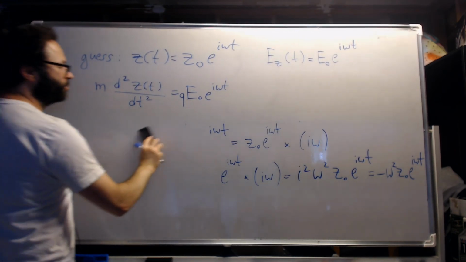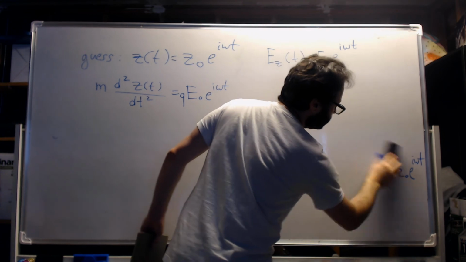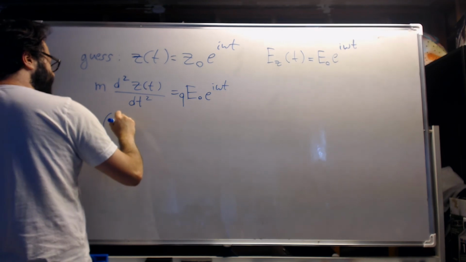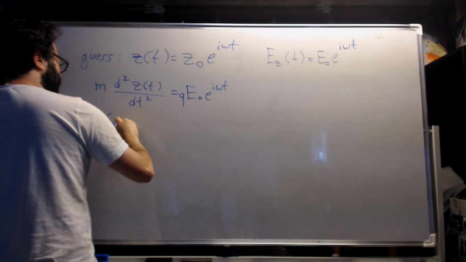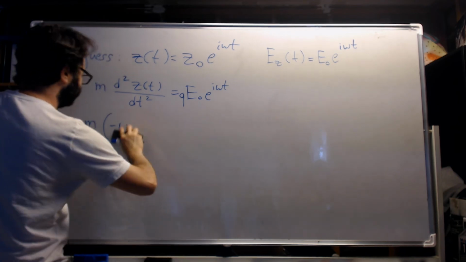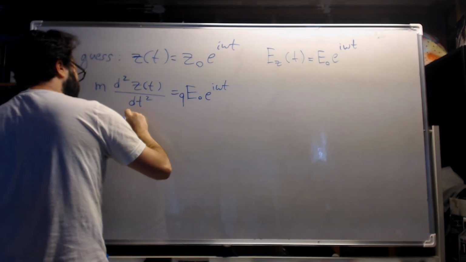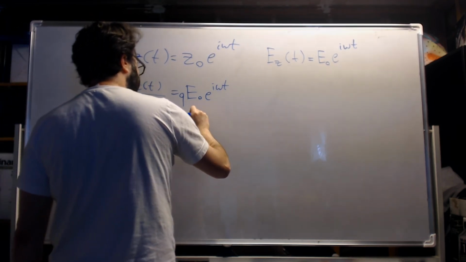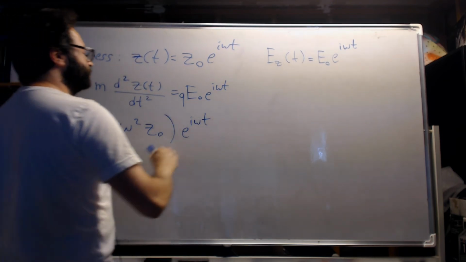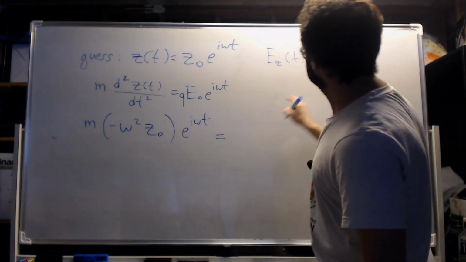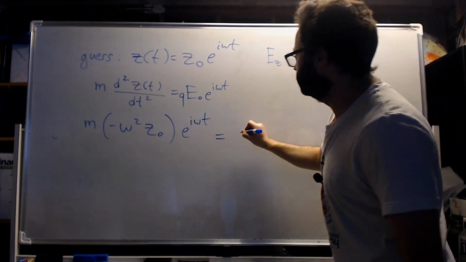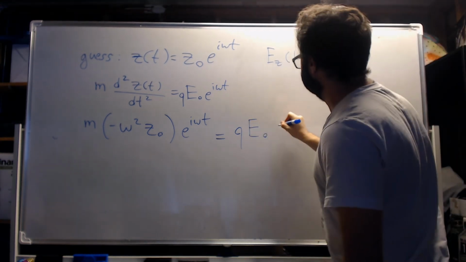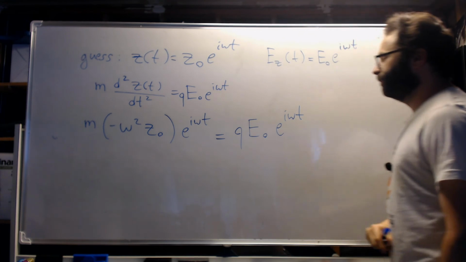Let's put all this together. Let's go back to here. What we found is that mass times minus omega squared z naught e to the i omega t equals the charge on the electron, for now we're keeping it as just Q, times E naught e to the i omega t.